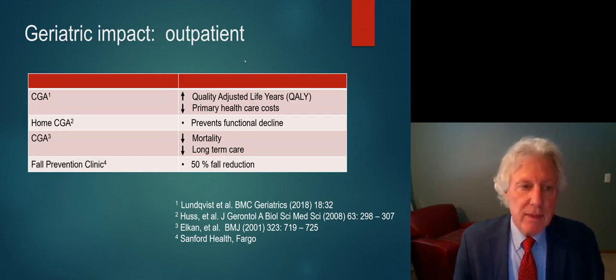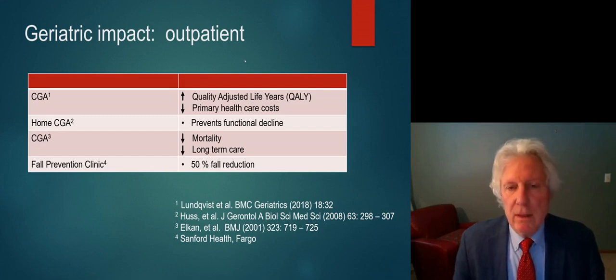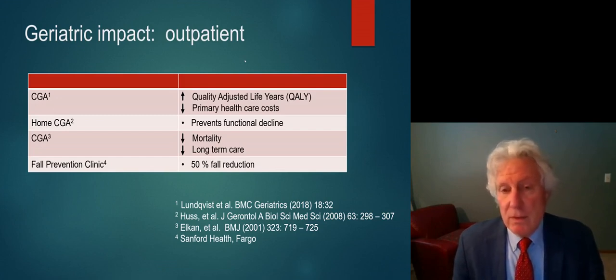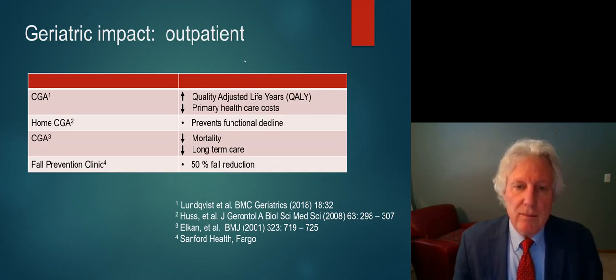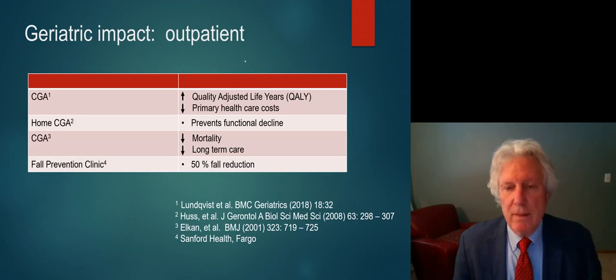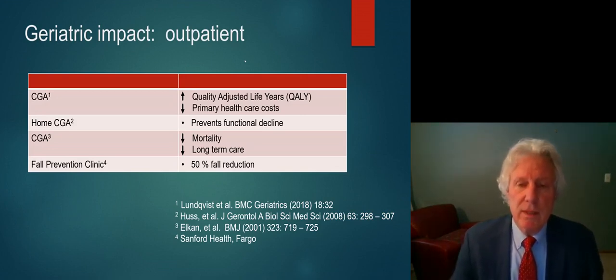A program at Sanford Healthcare System called the Fall Prevention Clinic had an impact in one of the years of the program of reducing falls in older adult patients that were evaluated by 50%, which is pretty significant relative to community-based studies, where the best that those studies can do is reduce falls by 33%.